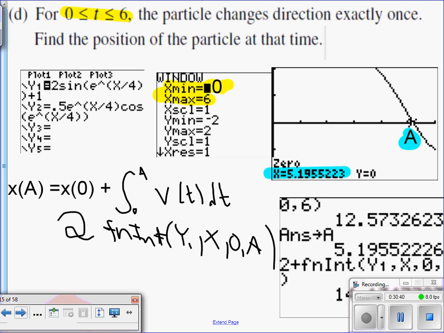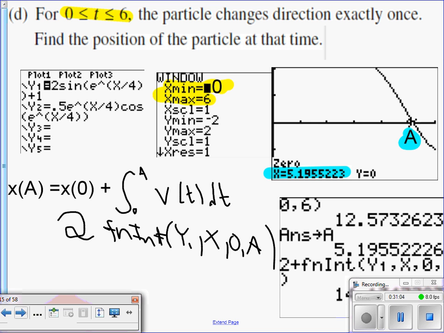This one is pretty interesting. First of all, always take notice when they give you an interval for a graph. That's your x min and your x max. You always want to make sure you're graphing for the right x min and x max. You always want to set your window. So they want you to see when it changes. It tells you it changes direction once. Now you have to know it changes direction when the velocity changes sign.